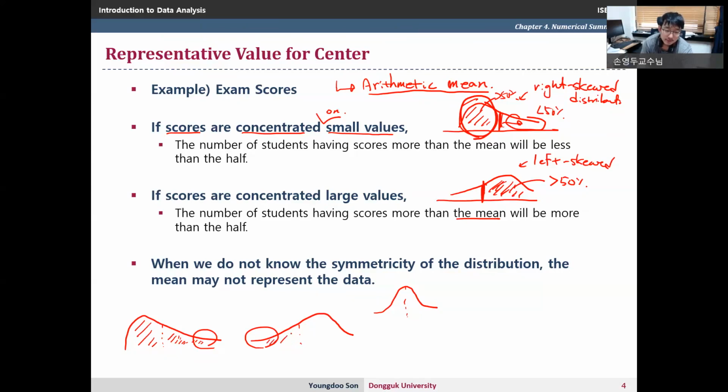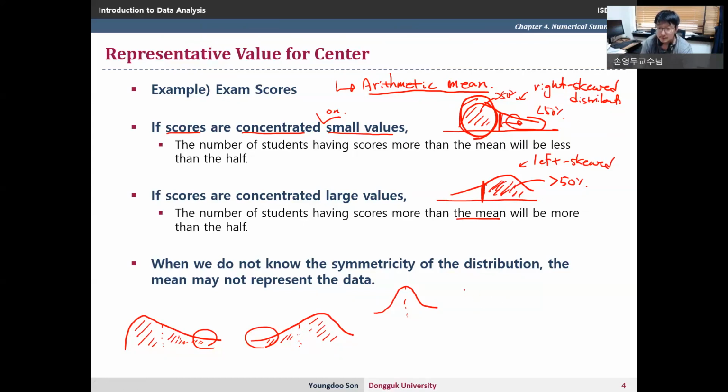less than 50% of the data will be less than the mean, and more than half of this data will be greater than the mean. So the mean is not well representing the data distribution in these asymmetric distributions.